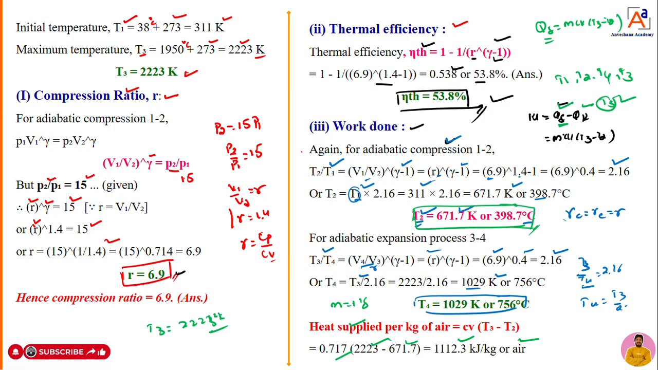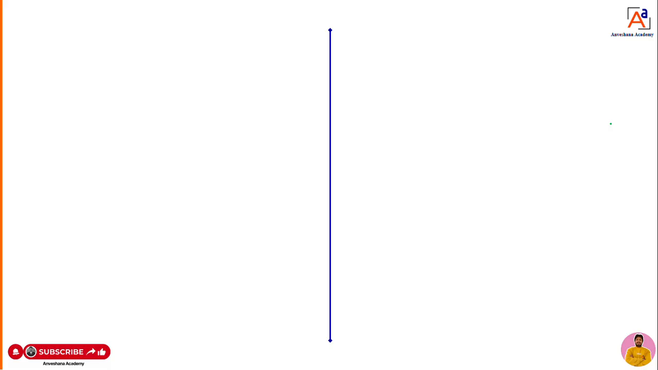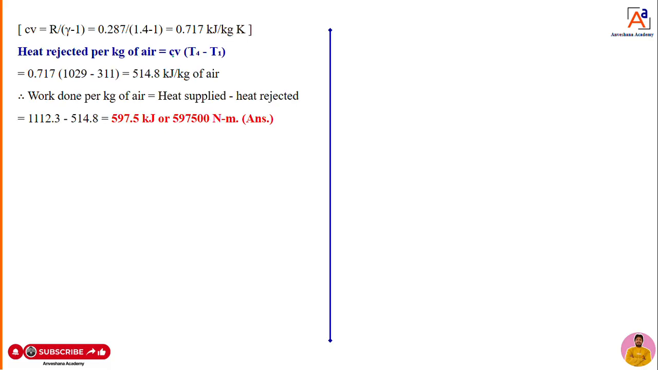Now you have calculated the heat supplied, Qs. Similarly, you need to calculate Qr also. How to calculate Qr? What is heat rejection? To calculate the heat rejection, we have the equation m into Cv into T4 minus T1. Again, m is equal to 1 kg, that is a constant, you can neglect it. So Cv is equal to 0.717, T4 you already calculated as 1029, minus 31 Kelvin, so you get the answer in kilojoules per kg. Do simplification, you will get the Qr value.